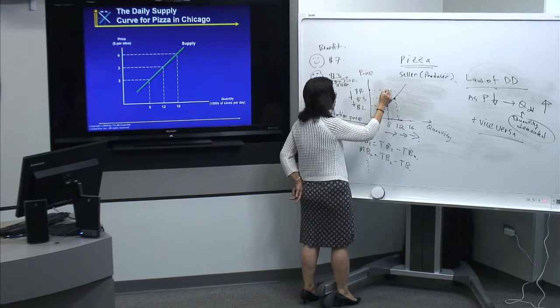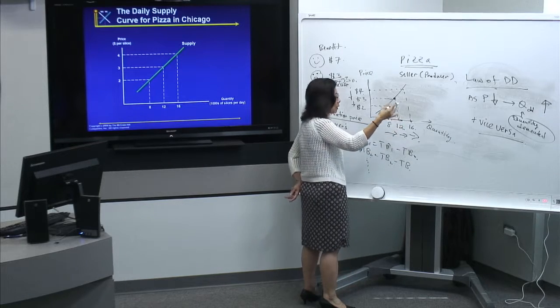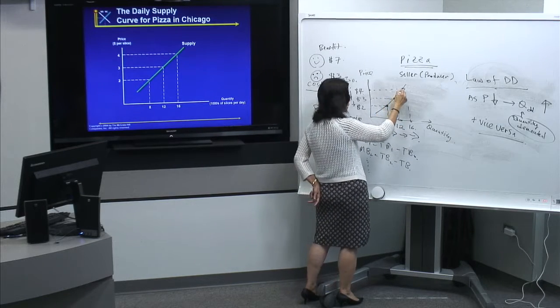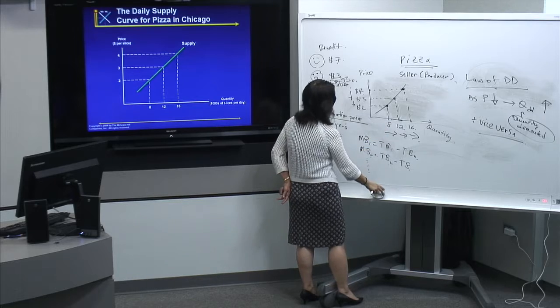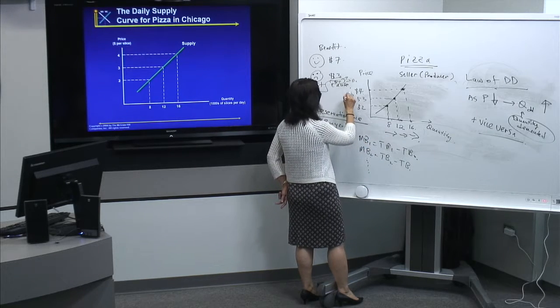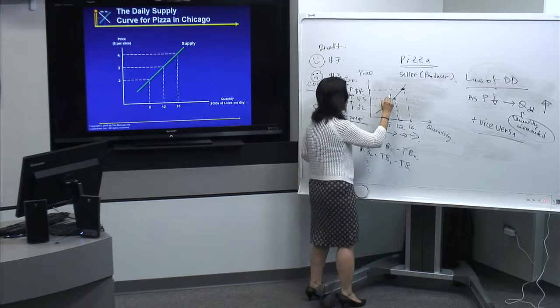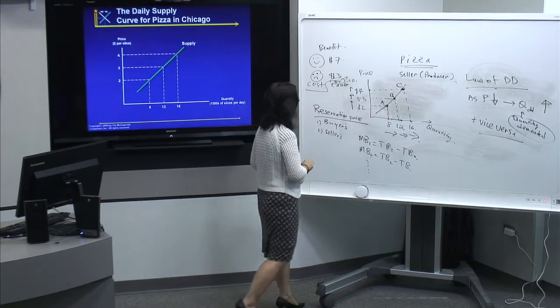So if it's $4, your eyes keep popping bigger and bigger. You say, oh yes, I will supply more. So as it is, if the price goes up, you have incentive to supply more and more units of pizza. So A and B and C.